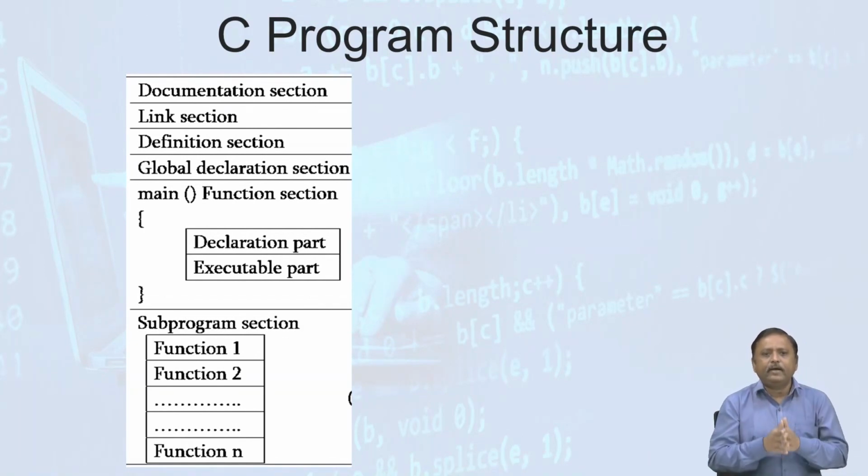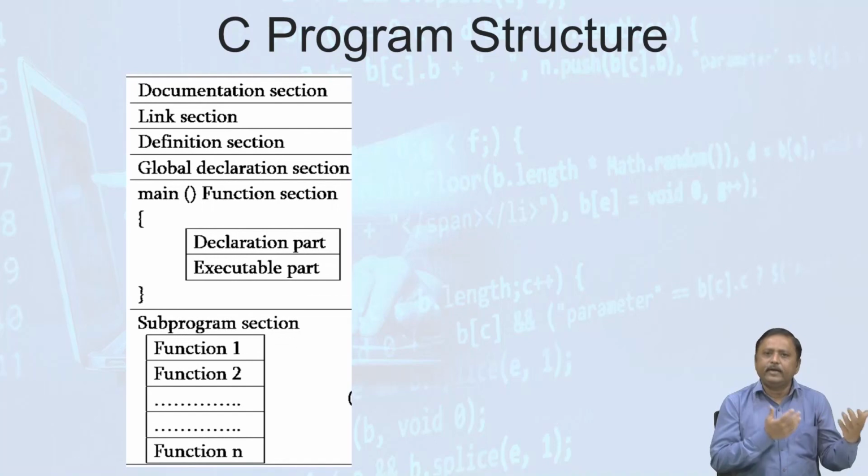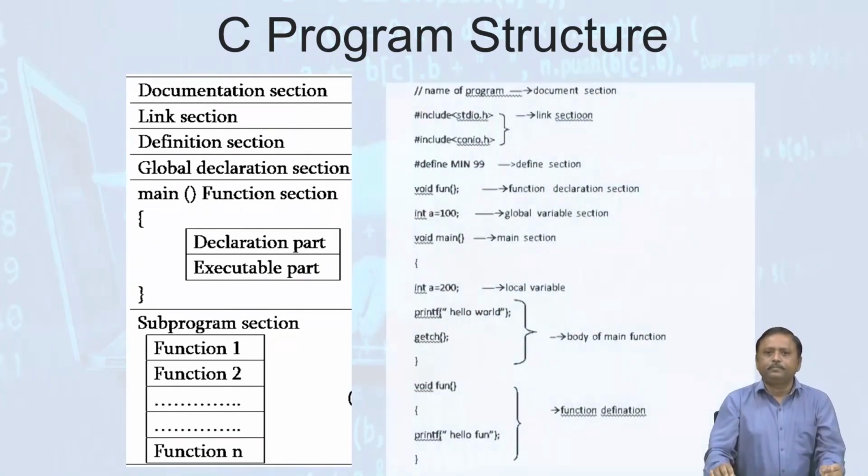We have seen that some of the sections are not compulsory, they are optional. You can have link section and main function. These are the two important and mandatory parts in a C program. But the rest of the sections are optional.